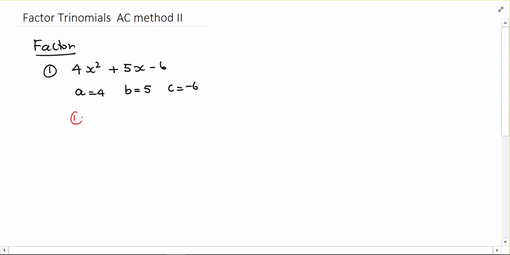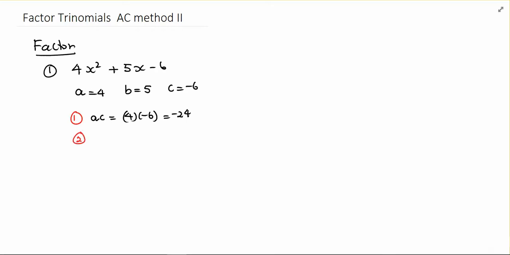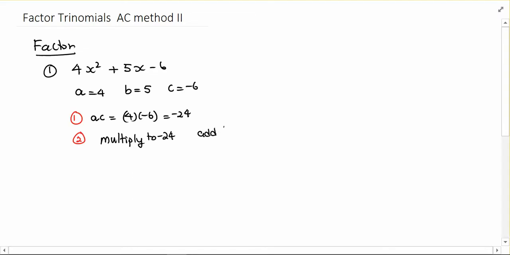And so the first step of this process is to figure out AC. So AC is 4 times negative 6, that's negative 24. And then the second step of the process is to find numbers that multiply to negative 24 and add to 5.